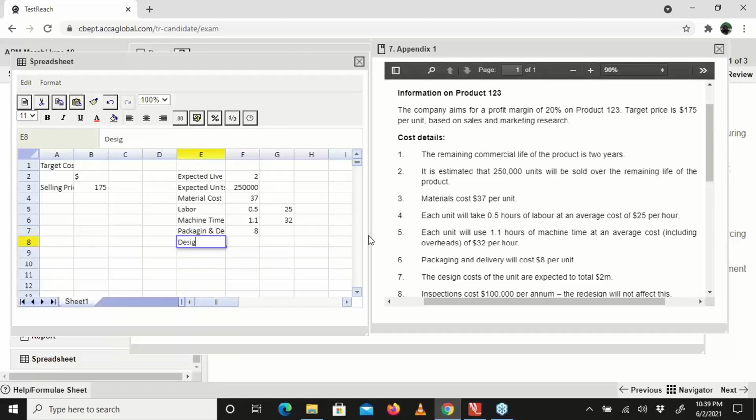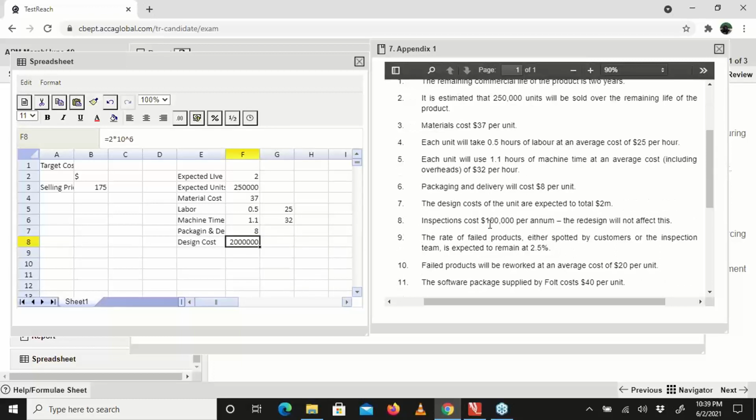Then there is the design cost of the unit, expected to be 2 million in total. So I would say 2 into 10 raised to the power 6, which gives you 2 million. There is an inspection cost of 100,000 per annum. The design will not affect this. Even if you redesign the product, this cost will still be incurred, which is 100,000 per annum.